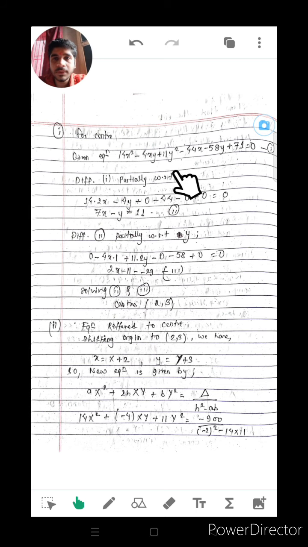For the center, for the given equation, first we differentiate partially with respect to x and we get this equation, and also partially with respect to y and we get this equation. Solving these two equations, we get the center, alpha and beta. So for the equation referred to the center, shifting the origin to (2, 3), we have small x equals capital X plus 2, small y equals capital Y plus 3. The equation will be this.